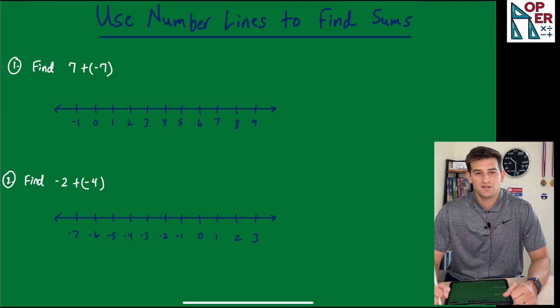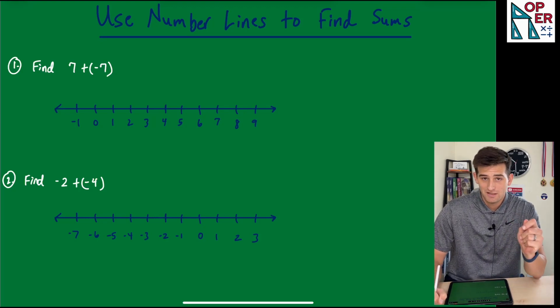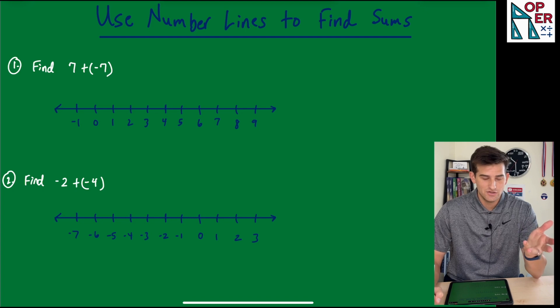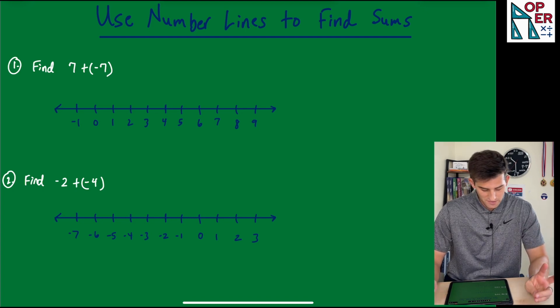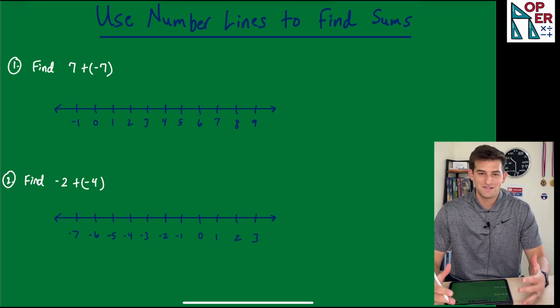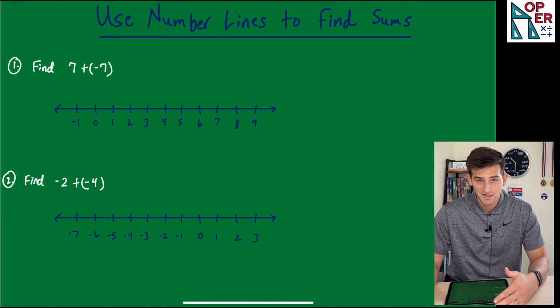Hello everyone, in this video we're going to talk about how we can use a number line to find the sum of two integers. Alright, so we're going to do two examples in this video. Number one, we're going to find 7 plus negative 7.